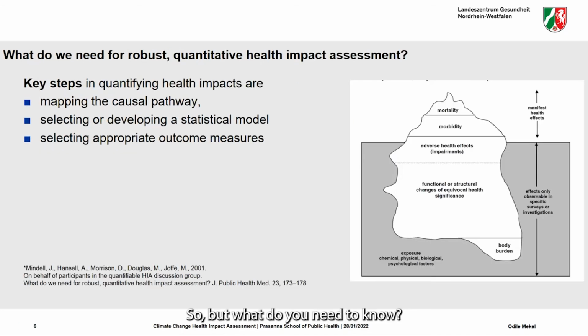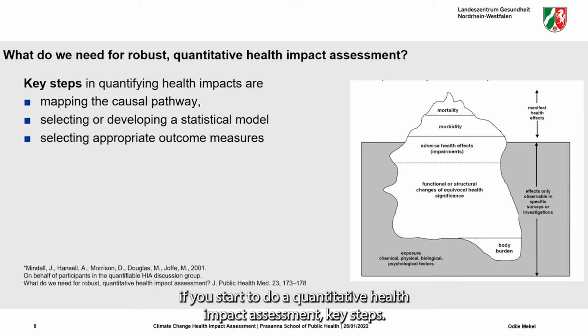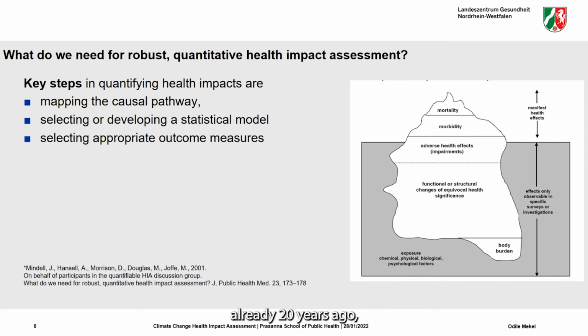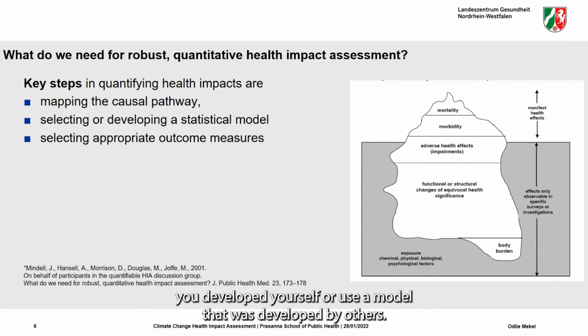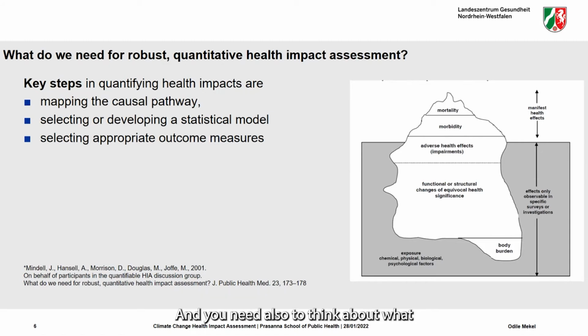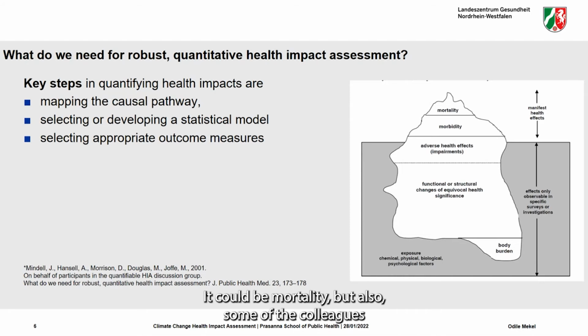So, what do you need to know if you start to do a quantitative health impact assessment? Key steps: colleagues already 20 years ago formulated these 3 points that are still valid. First of all, think about what kind of pathways you are looking at. Then, you need to have a model. Either you develop it yourself or you use a model that was developed by others. And you need to think about what kind of outcomes you consider in your assessment. It could be diseases, it could be mortality, but some colleagues also use dollars or euros to calculate it.